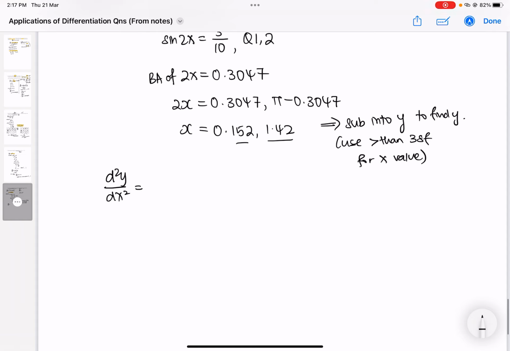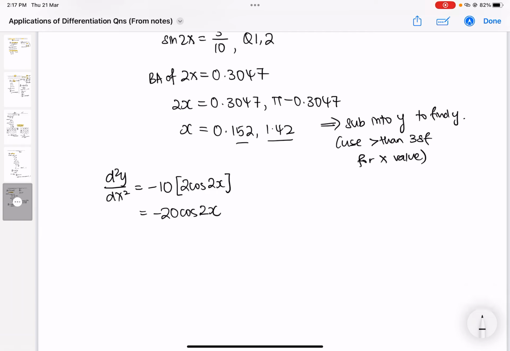So I'm going to differentiate my dy dx. Differentiating 3 gives us 0. Differentiating negative 10 sine 2x. So the negative 10 will be the coefficient. I just copy that down. Differentiating sine 2x will give us 2 cosine 2x. So the second derivative is just negative 20 cosine 2x.